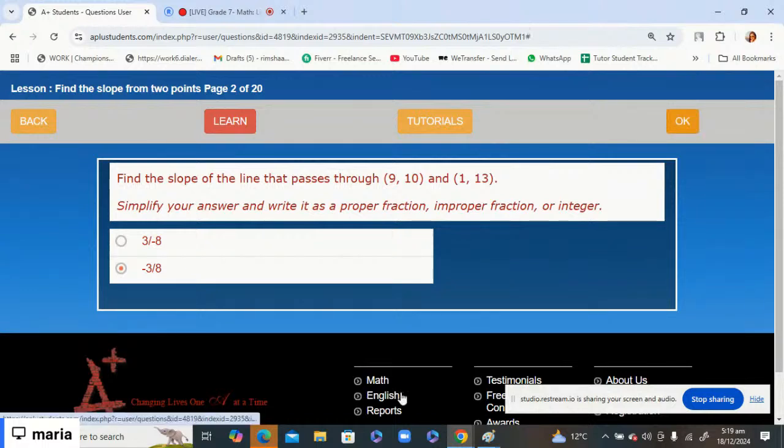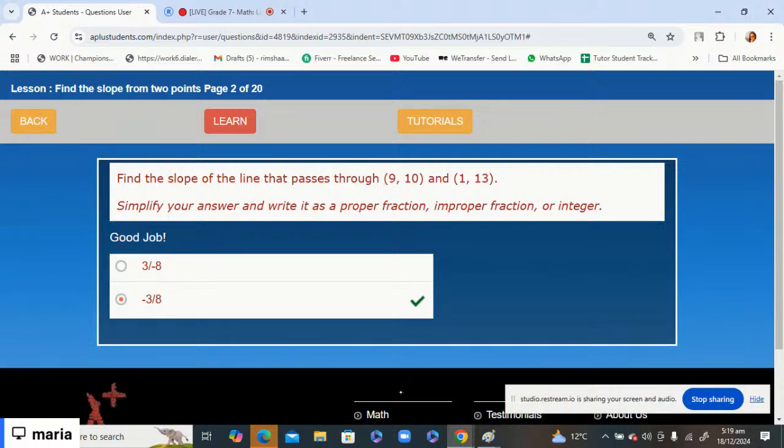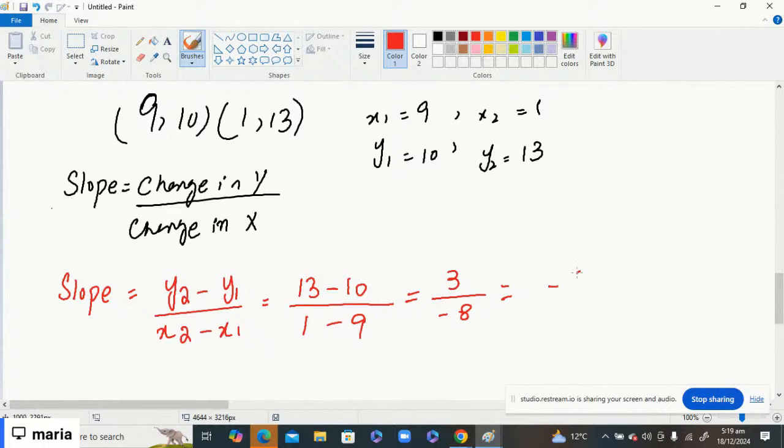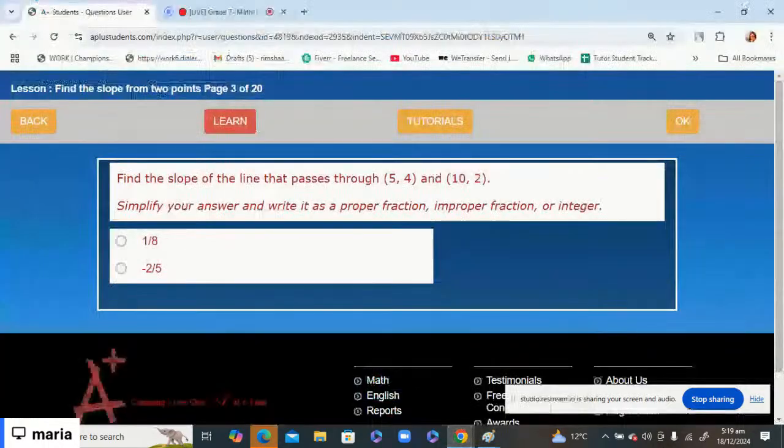3 by minus 8 is also right. You are not going to put the answer this way. In the end, you are just going to check the answer: minus 3 by 8. All right, just like this. So here are the 2 points. Now you guys solve it and then tell me the answer.